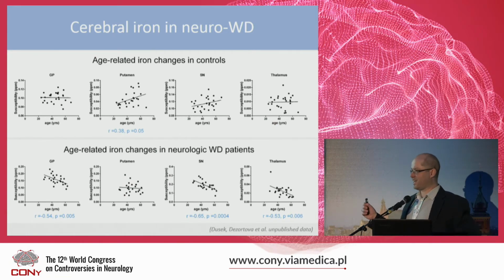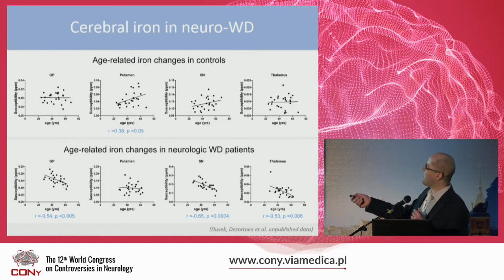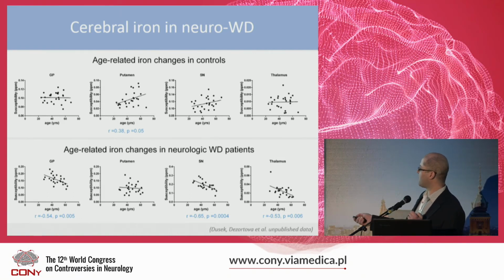What is very interesting is that in this group cross-sectional study, there was a different pattern of age-related iron evolution in neurologic VD patients compared to controls. It's been known since the beginning of the 20th century that during aging, iron accumulates in the brain. And this is particularly true for putamen. This is what we have observed in our controls. But in the neurologic VD patients, the older patients, they decreased the levels of iron, particularly in globus pallidus, in substantia nigra, and in thalamus. And you couldn't see the physiologic increase in the putamen.